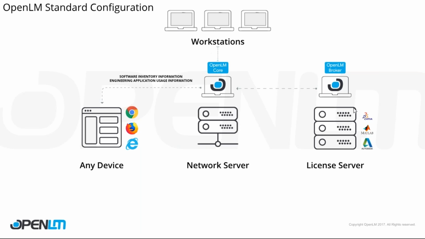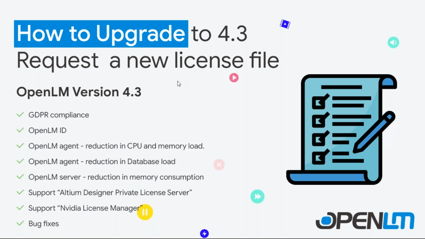So we will be installing all three on the different machines. But first of all, let's talk a little bit about what is new in version 4.3. First, now you get GDPR compliance from OpenLM, meaning that you can ask us to delete your personal information, and we will. Or you can anonymize your own database if, for example, you want to keep usernames and first name, last name, you want to keep everything anonymous, you can do that as well in version 4.3.